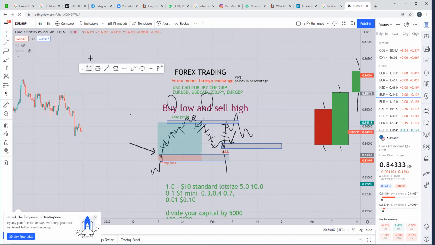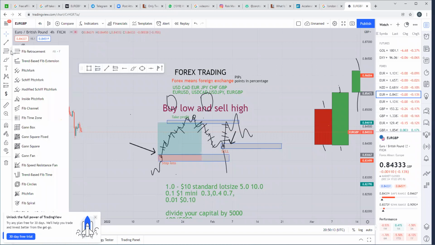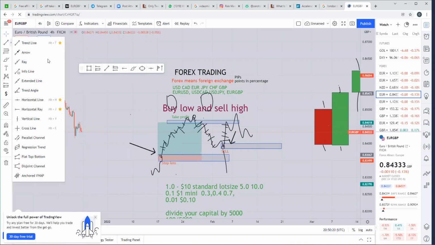One of the things you are going to be doing is a rectangle like this to draw and highlight your zone. This is for you to put on a long position or a short. This is the long position. This helps you. So here you can see trend line. You can see the arrow, the ray, info line. These are the ones that you use to draw your lines.